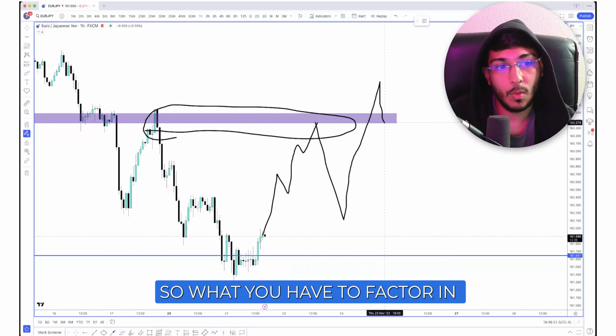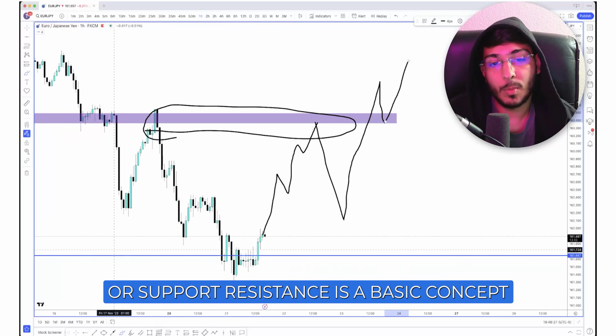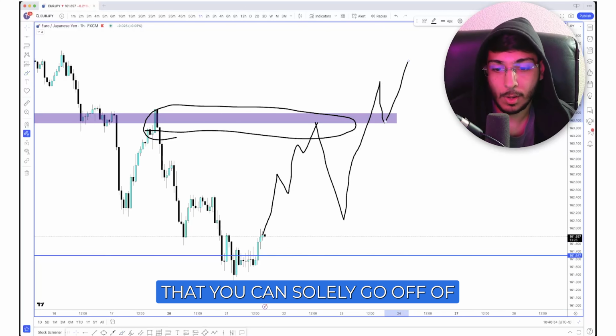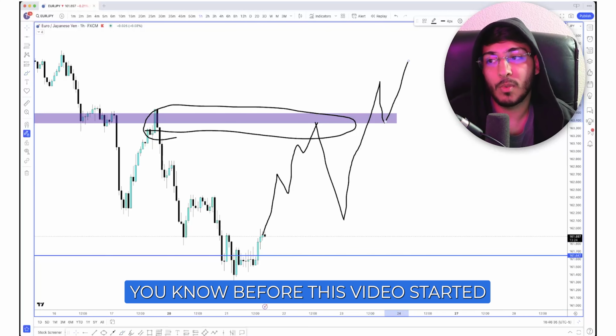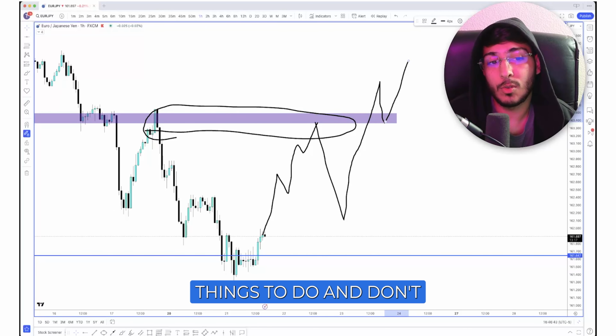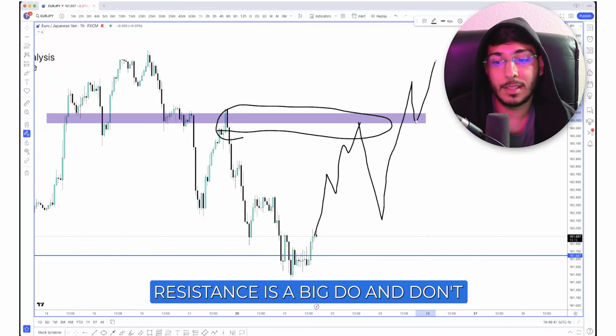So what you have to factor in is that support and resistance is a basic concept that, me personally, I don't think you can solely go off of and trade off of. Before this video started, we talked about the basics of technical analysis, things to do and not do. My thing is that blindly trading support and resistance is a big don't.